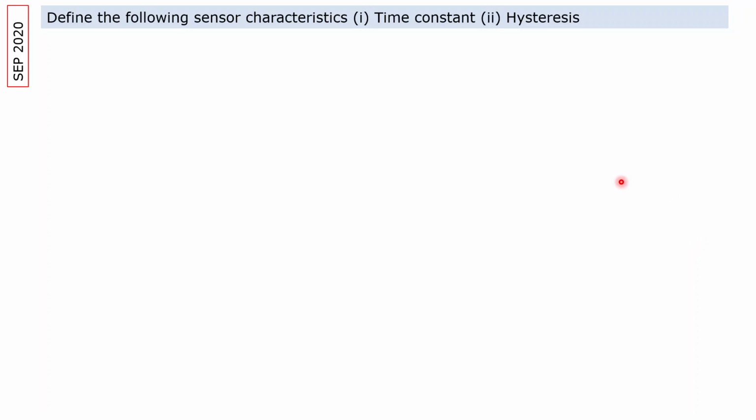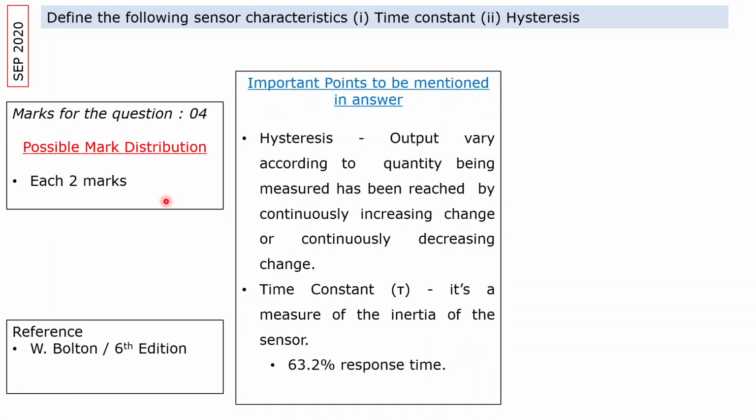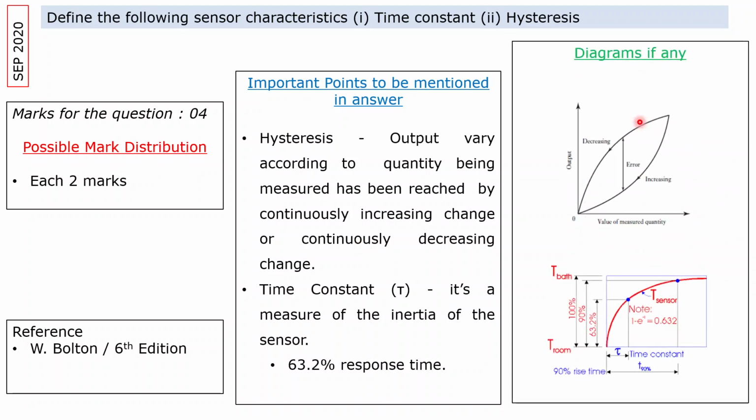Now, next question: define the following sensor characteristics: time constant and hysteresis. This question is for 4 marks, each carries 2 marks. Hysteresis I have explained in a previous question, so this is a repeat question. The output varies according to whether the quantity being measured has been reached by continuously increasing change or continuously decreasing change. You can mention this with this particular graph. Increasing and decreasing have different paths, and this is what is mentioned as the error.